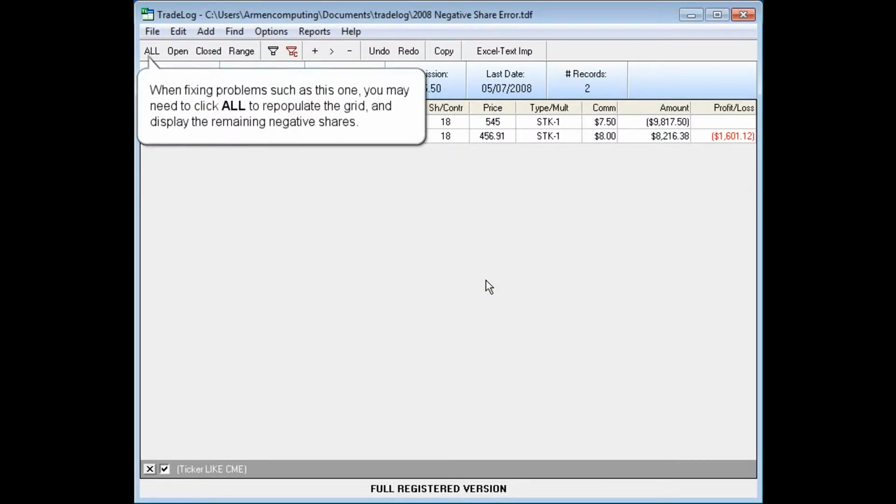When fixing problems such as this one, you may need to click All to repopulate the grid and display the remaining negative shares.